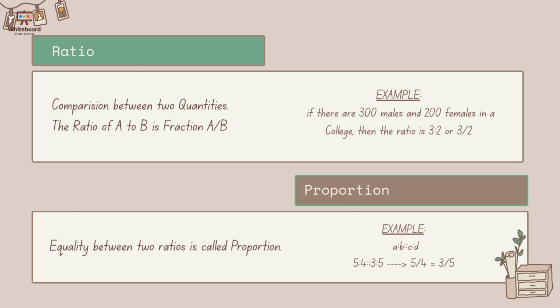Next, we need to learn what is ratio and proportion. Ratio is the comparison between two quantities, like ratio of A to B can be written as fraction A over B. For example, if there are 300 male and 200 female in a college, then ratio shown as 3:2 or 3/2. However, proportion is the equality between two ratios. Like equality between ratio of A and B and ratio of C and D.